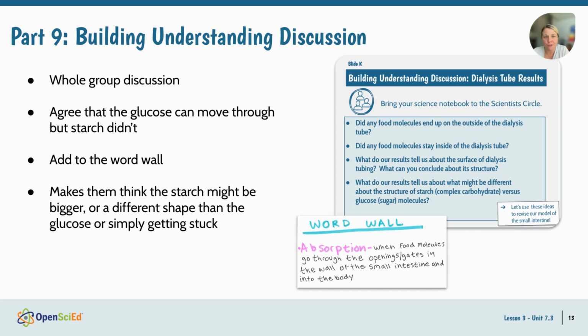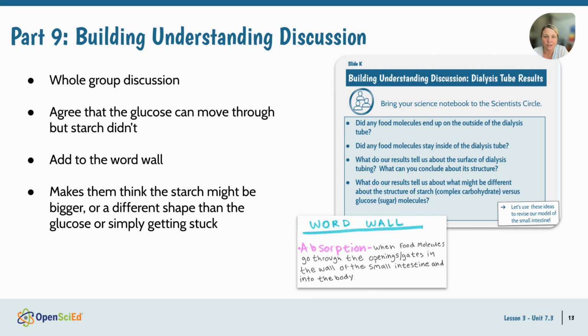At this point, the students may be using the word absorption, and it's a great opportunity to decide on what they think it means at this point. The definition will build over time, but as of right now, we're just talking about the small intestine, so that's where their definition may stop. The students still can't explain why the starch didn't move, so they think it might be bigger or a different shape or simply getting stuck.